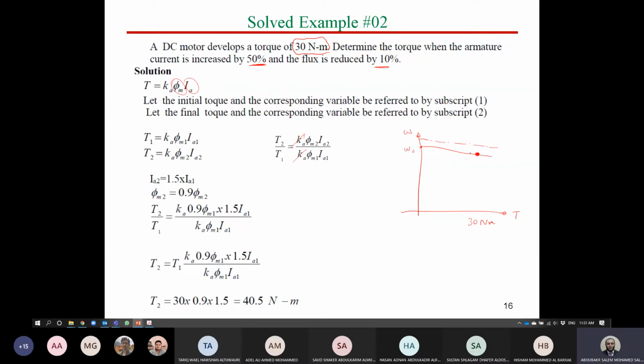Assume that this is due to the 10% reduction of flux, and we got a higher value of torque. So this means that the load torque maybe was something like that. Here it was 30 Newton meters, and after the speed curve increased due to the reduction of flux, the torque has been increased to that point, 40 instead of 30. Okay, focus a bit, guys.